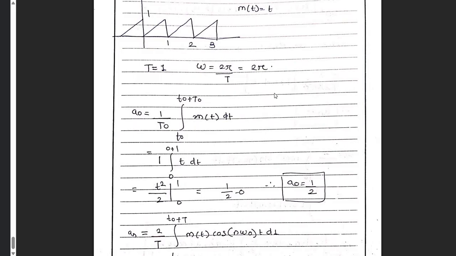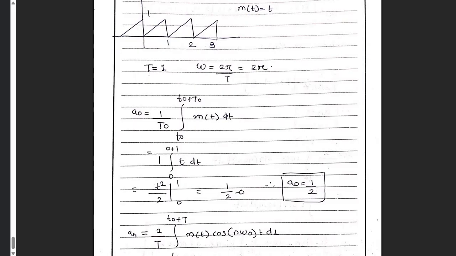Now here, what is the function given? m of t is equal to t. So it is a simple ramp function whose peak amplitude is 1. So there is no question of scaling by some other figure. The duration is 0 to 1, then 1 to 2, then 2 to 3. If we look at the signal trace, we can see that the fundamental period is 1. For one cycle it is taking 1 unit time.